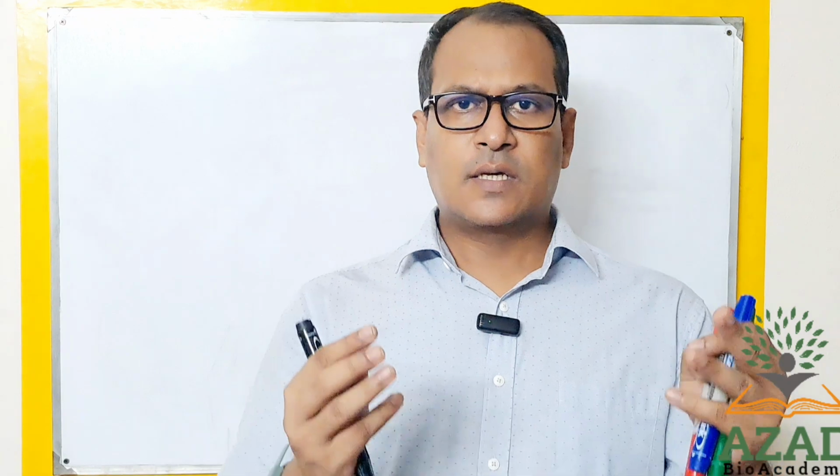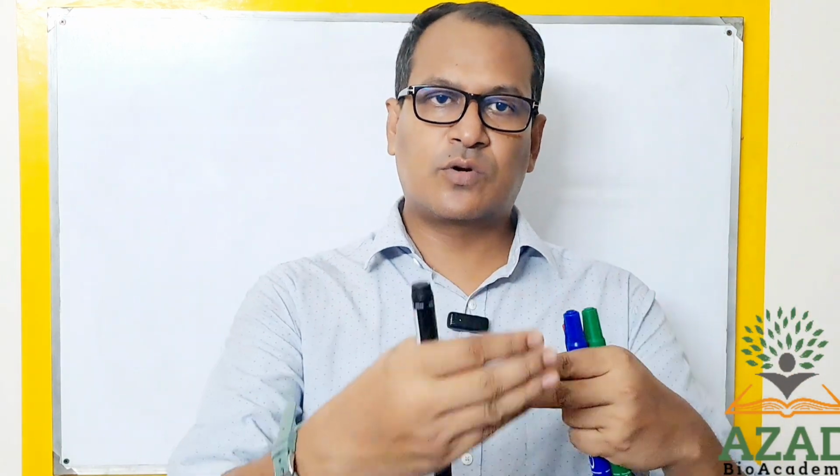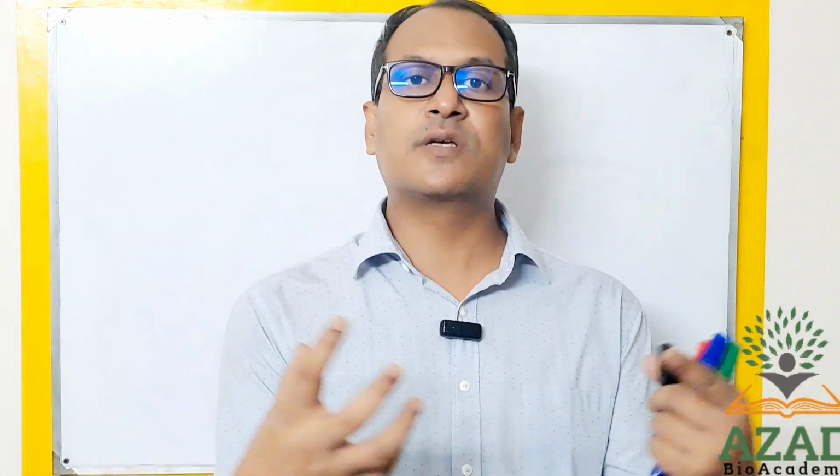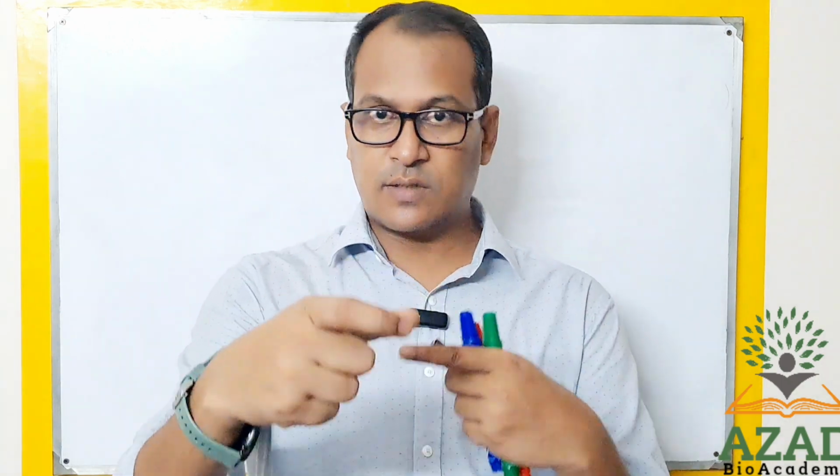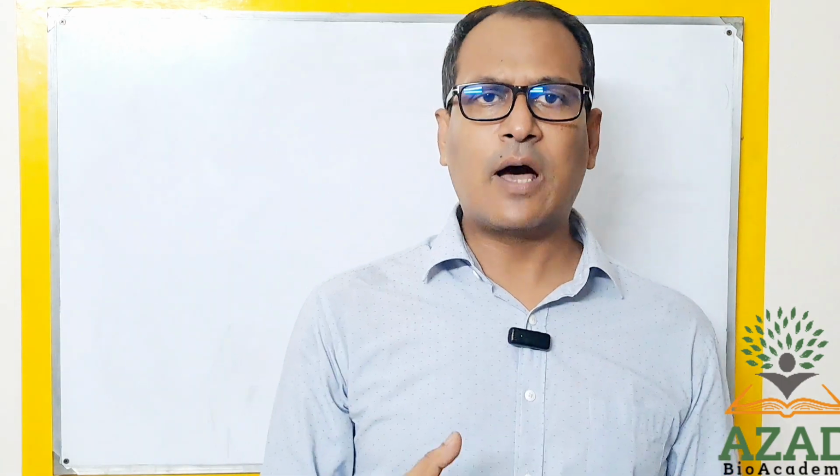Today I will talk about neurotransmission. That means a communication system between two neurons or a neuron and an effector organ. That means how a neuron can communicate with another neuron or another effector organ. So how will it communicate?